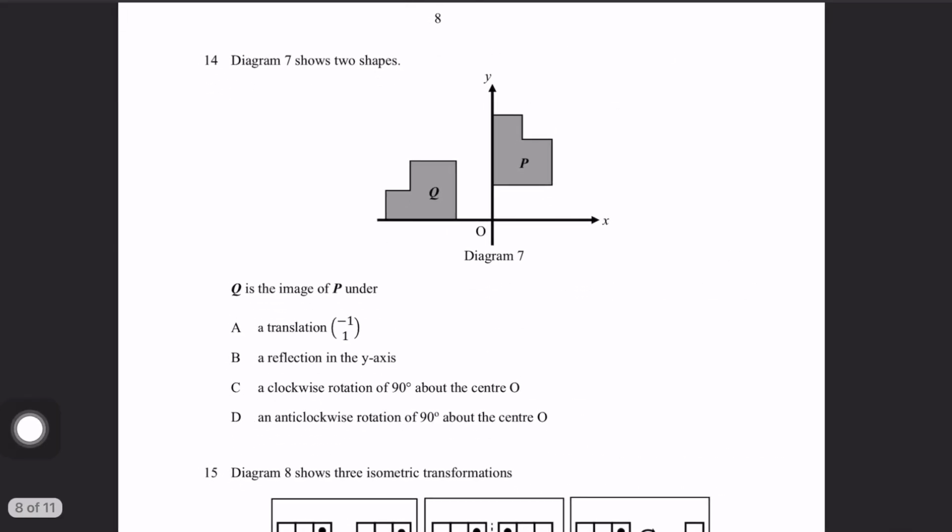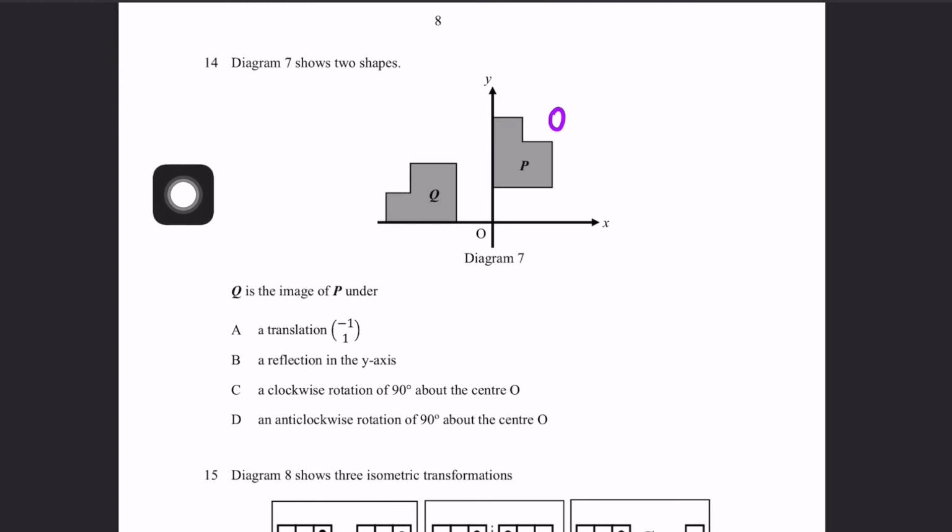Okay, next, number 14. Q is the image of P under... So Q is the image of P. So P is object, Q is image. Okay, sekarang kita tengok dia punya bentuk ni berubah kan. Bentuk dia berubah, tak sama. Ini jadi macam ni pula. So kita tahu bukan translation. Translation kita tahu dia bergerak kiri kanan atas bawah saja, maintain dia punya shape. So translation bukan. Reflection pun bukan.